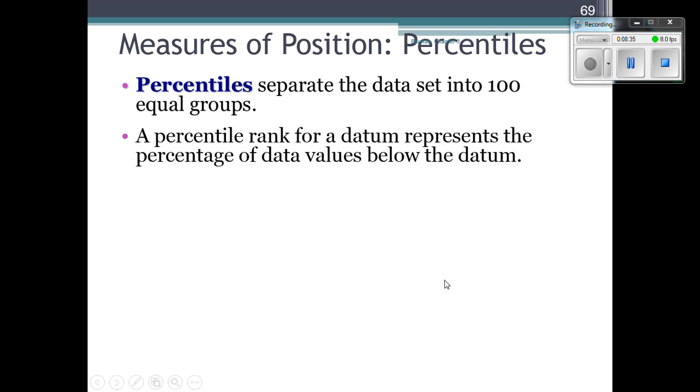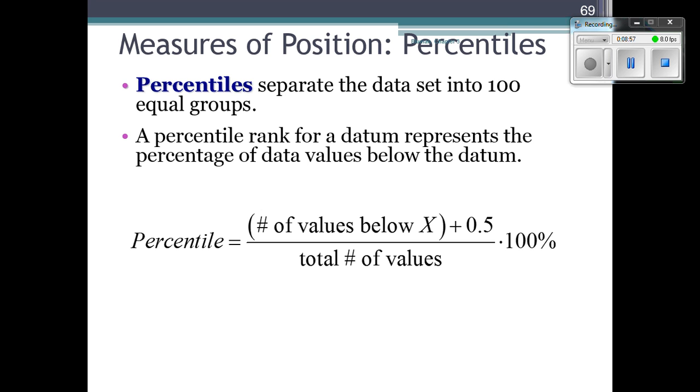A percentile rank for a piece of data represents the percentage of data that falls below. You get this with your ACT score a lot of times. If you fall in the 88th percentile, 88% of students scored less than you. 12% of students scored higher than you. Here's how you find your percentile. You take the number of values below X, X being whatever score you got, add 0.5, divide it by however many values there are total, and multiply it by 100%.